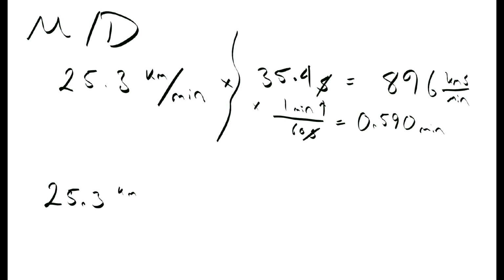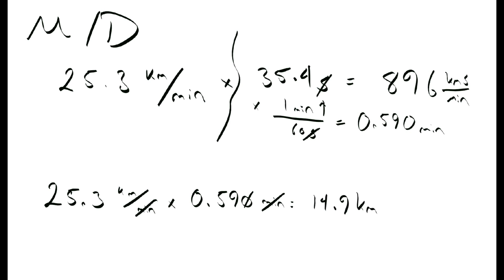So 25.3 kilometers per minute times 0.590 minutes is equal to, minutes cancel, because one's on the top, one's on the bottom. I'll get into that more in just a little bit. 14.9 kilometers. Like I said, it was going really, really fast.